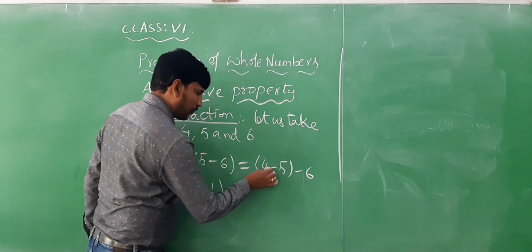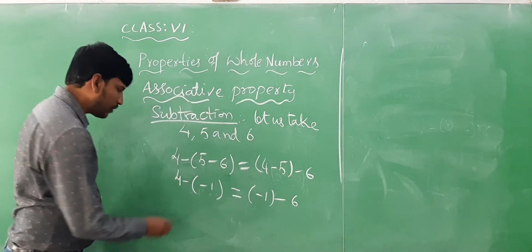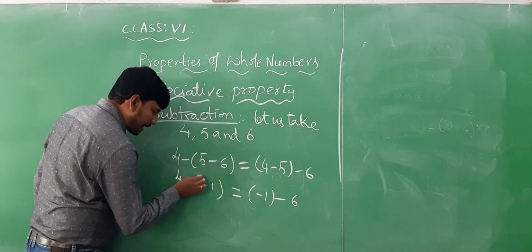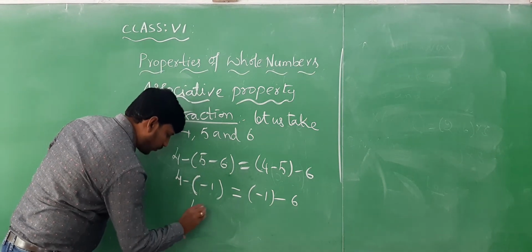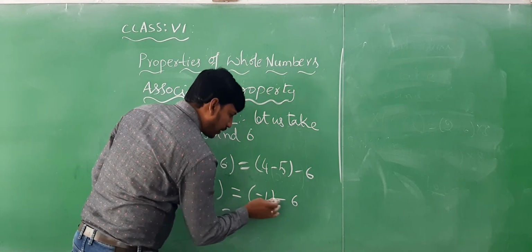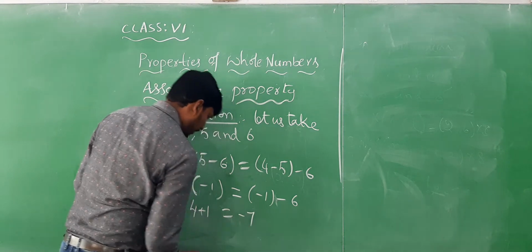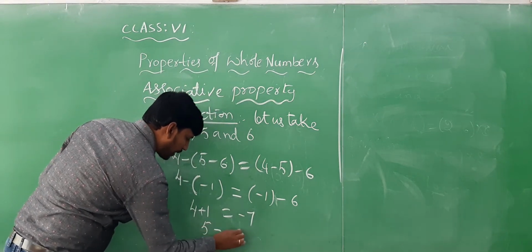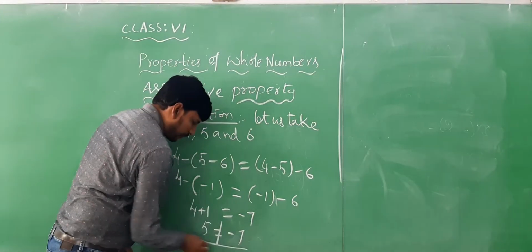Which is equal to 4 − 5 is −1, minus 6. Now, minus into minus: the bracket indicates it is a multiplication. Minus into minus is plus. So 4 + 1 is equal to −1 − 6. Both are negative values, so here we need to add. This is −7. So 5 is equal to −7. So both are not equal here. 5 is not equal to −7.